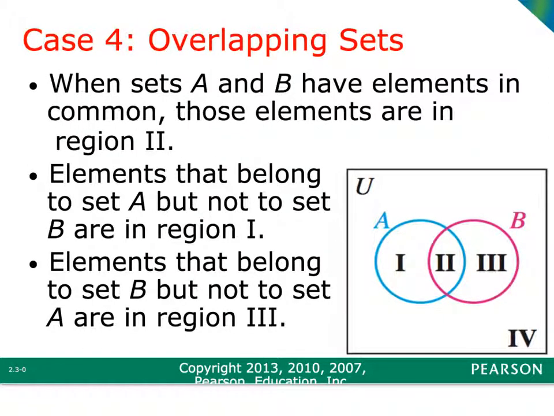So when you look at that, any of their common elements are going to go in the overlapping area, which is region 2. Characteristics that are just in set A and not in set B are going to go into region 1. Characteristics that are only in B and not in set A are going to go into region 3. And you also have region 4, which is on the outside. Okay, so that would be elements that are in the universal set but don't have a category that would put them in circle A or circle B.